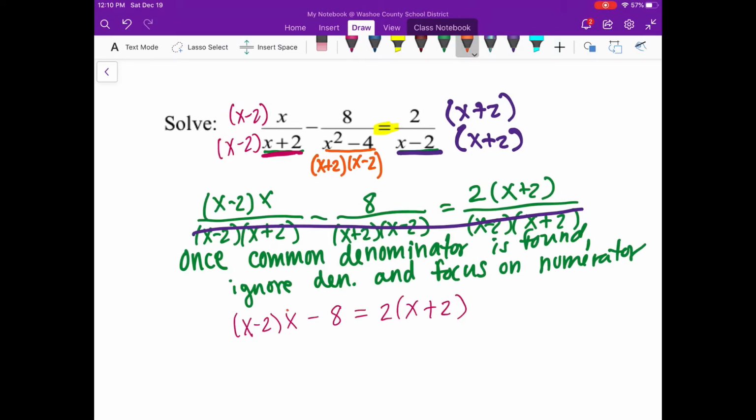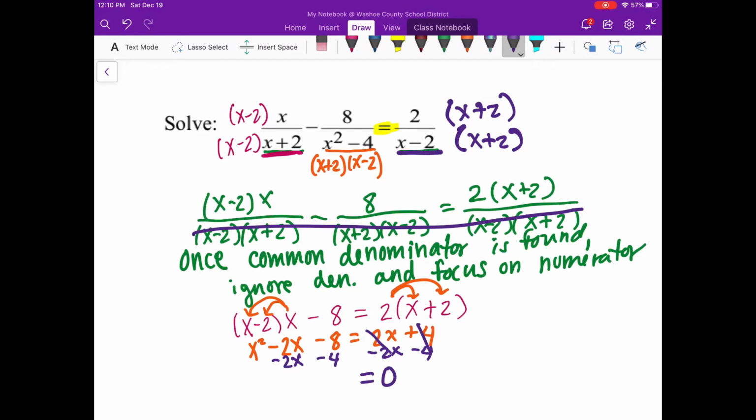So then think about how you solve for x. Well, you would probably want to simplify any parentheses here. So I'm going to distribute this out. That gives me x squared minus 2x. That -8 I haven't done anything with. And then I'm going to simplify this one. I want to move everything to one side, so I'm going to subtract the 2x over. And I'm going to subtract the 4 over as well. That way the right side is just equal to 0.